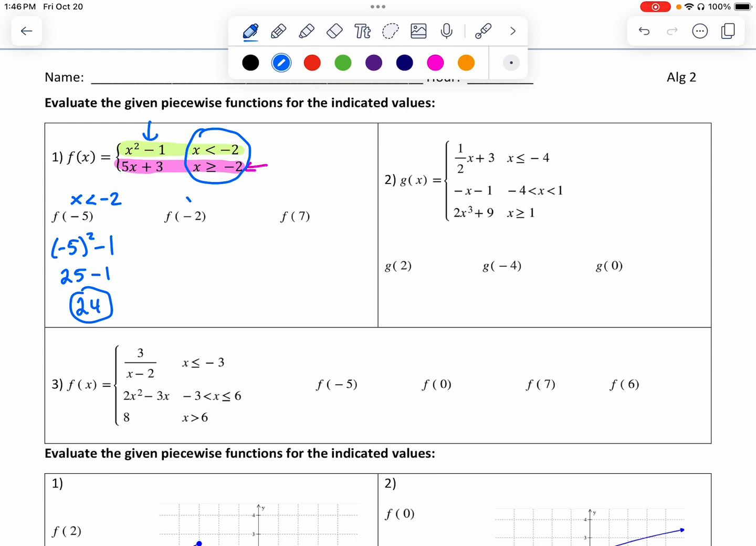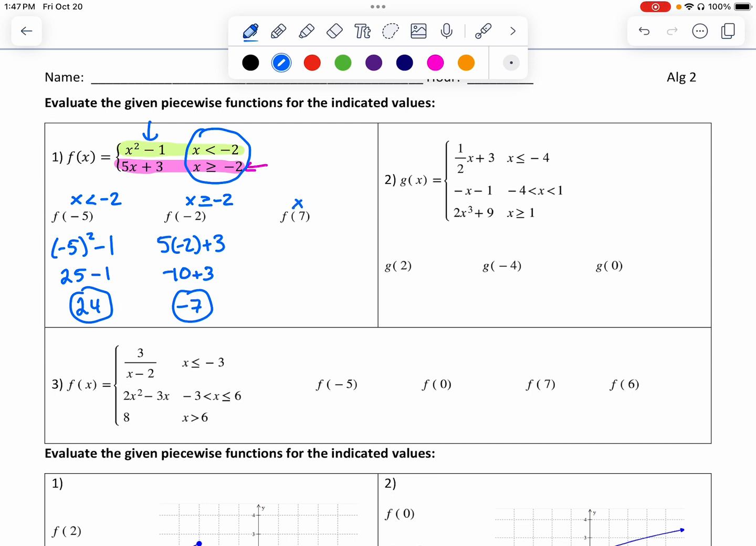For the next one, negative 2 is my x. Notice both of my domain restrictions deal with negative 2, but this is exactly negative 2, so we should pick the one that's equal to it. So that's the pink one where it says x is greater than or equal to negative 2. The equal is why I would pick that one. So then I would plug negative 2 into the pink equation. So I would do 5 times negative 2 plus 3. So negative 10 plus 3, so negative 7.